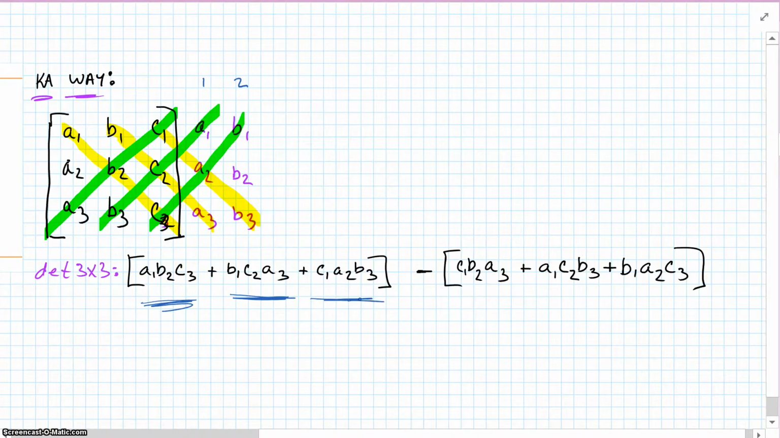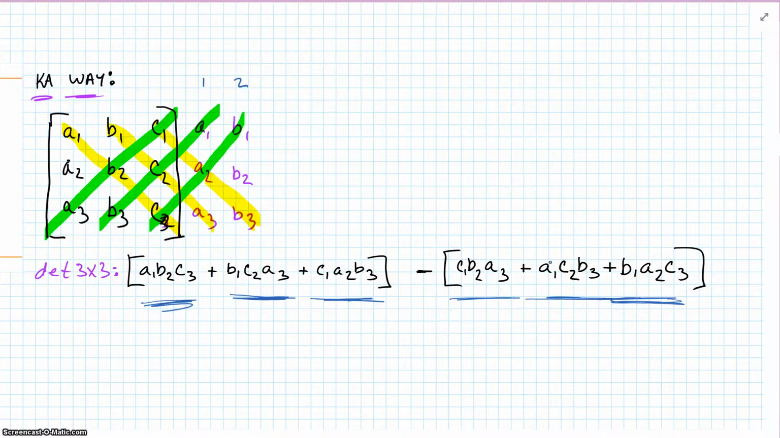We're going to sum those up, and then we're going to subtract the sum of the products of the diagonals going the other way. So we're going to subtract the products of A3, B2, and C1 plus the product of B3, C2, A1 plus the product of C3, A2, B1. So we're going to have the sum of the products of the diagonals going down and to the right minus the sum of the products of the diagonals going up and to the right. And that's the determinant.